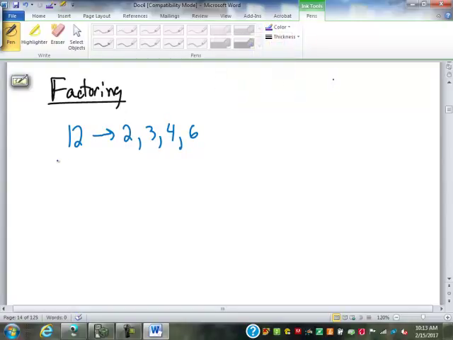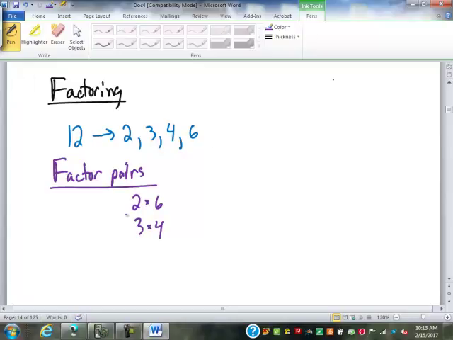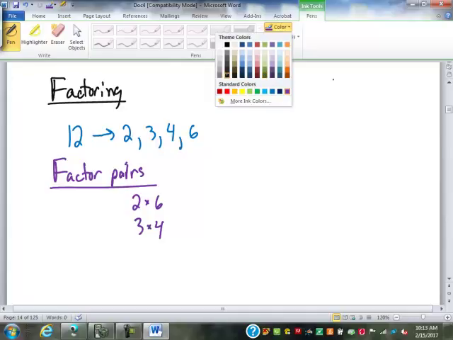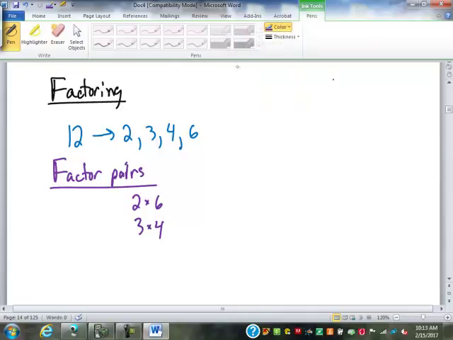So when we look at this, if I asked you to factor 12, you could come up with several different factor pairs. You could come up with 2 times 6, or you could come up with 3 times 4. I guess there's only 2 factor pairs for 12. The question is, how do you know which one I want? Well, there is no way to tell. So normally when we do factoring, we do what's called prime factoring.